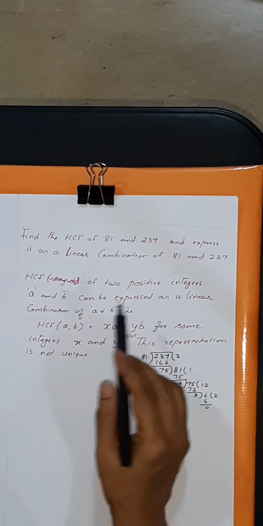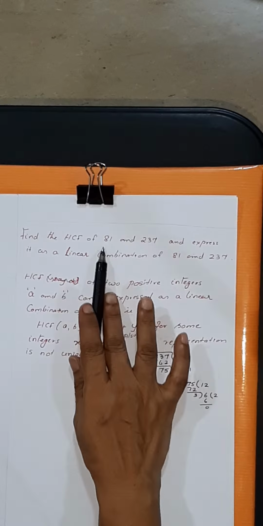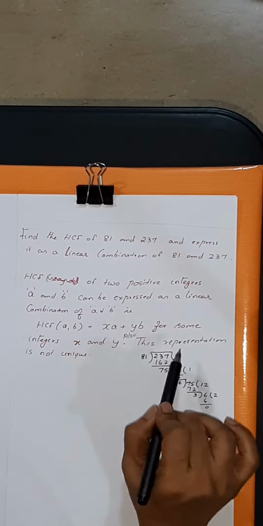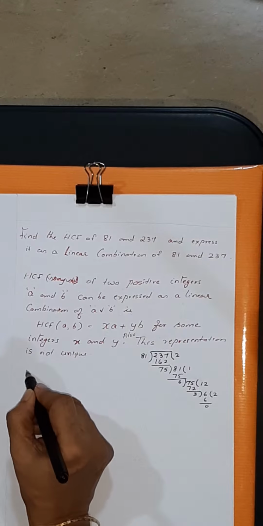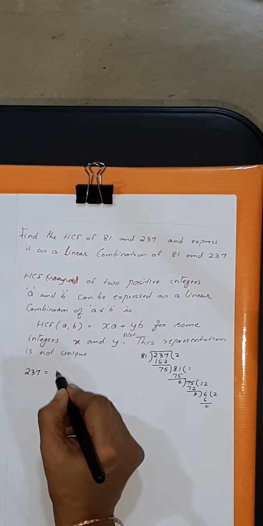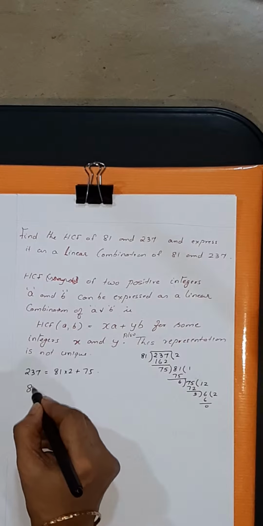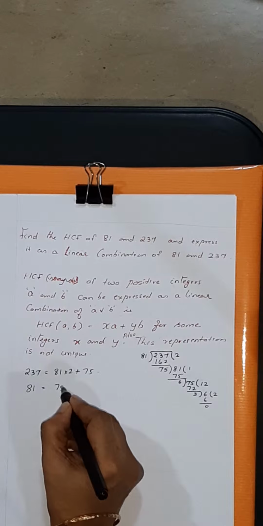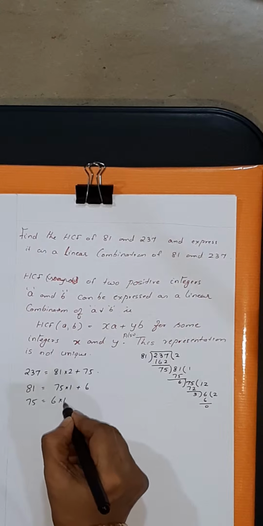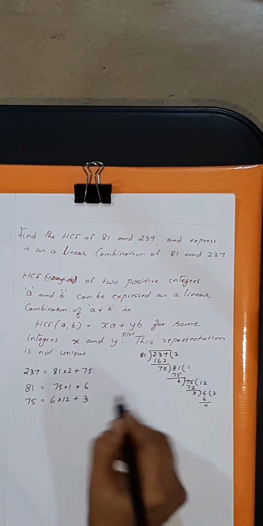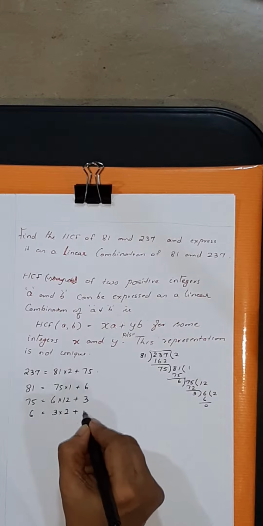So now I'll explain this by doing a problem. For 81 and 237, we will find the HCF using Euclid's algorithm. So 237 is equal to 81 into 2 plus 75. 81 is equal to 75 into 1 plus 6. 75 is equal to 6 into 12 plus 3, and 6 is equal to 3 into 2 plus 0.